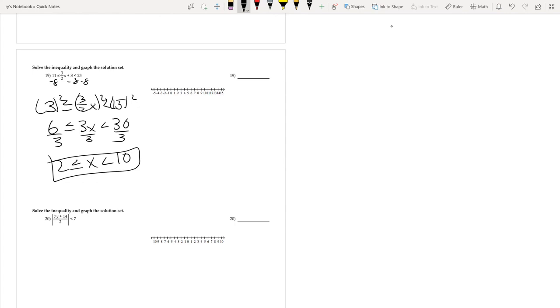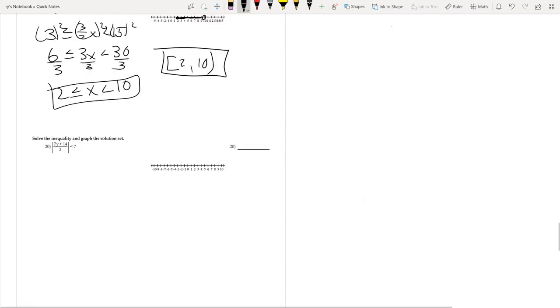It's going to be a solid circle at 2 and an open circle at 10, and then just draw the line between them. In interval notation, you'd read this from left to right. So it's a bracket 2 because it has that less than or equal to sign, comma 10 parenthesis, because the 10 is only a less than symbol. So that is my interval notation.